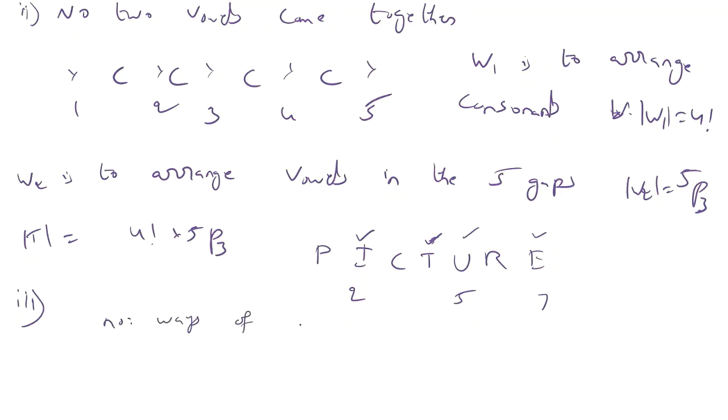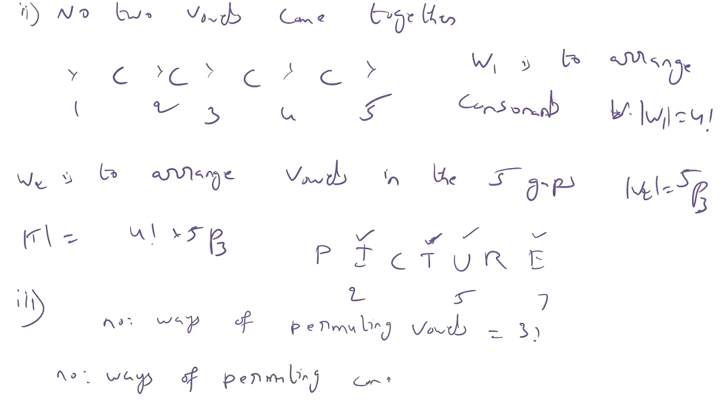Number of ways of permuting vowels is equal to 3 factorial. Number of ways of permuting consonants is equal to 4 factorial. Therefore, total is equal to 3 factorial times 4 factorial.